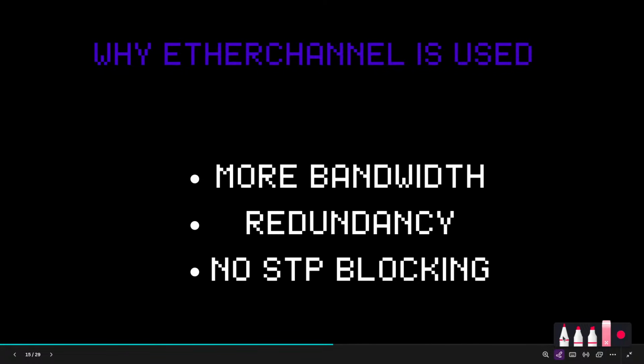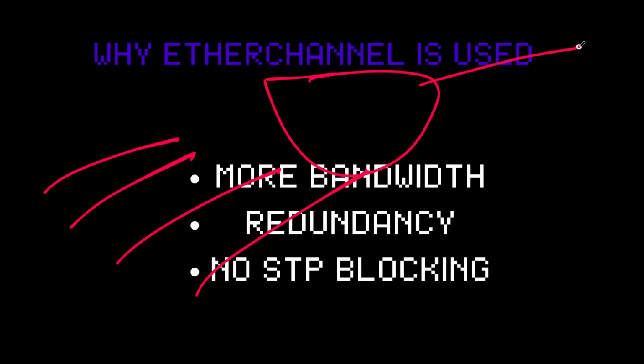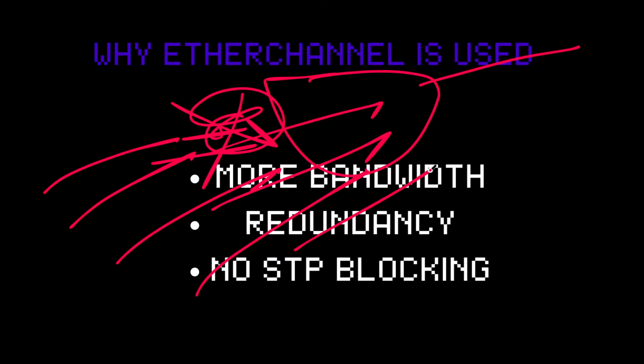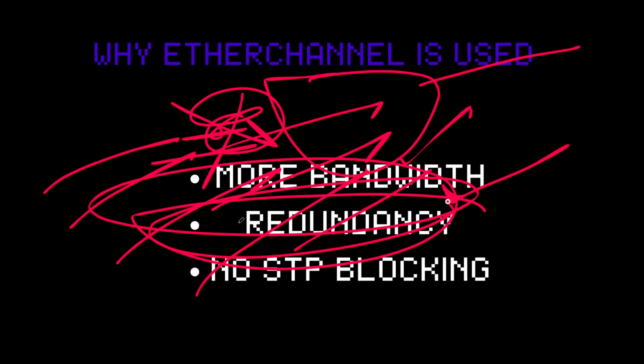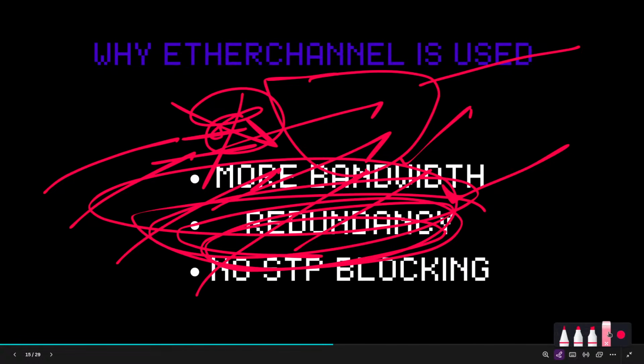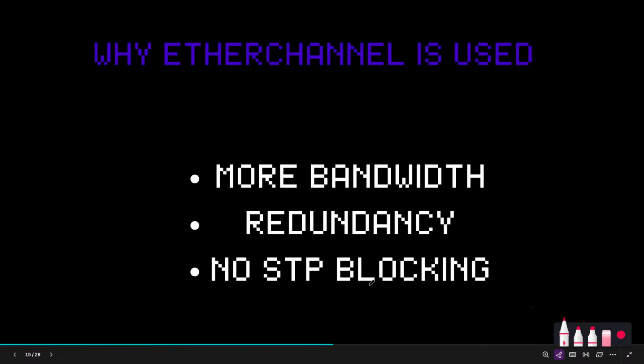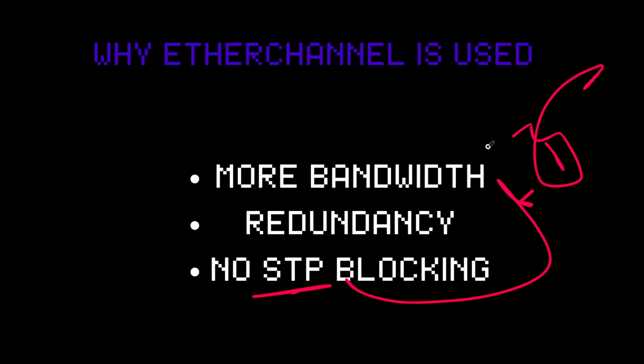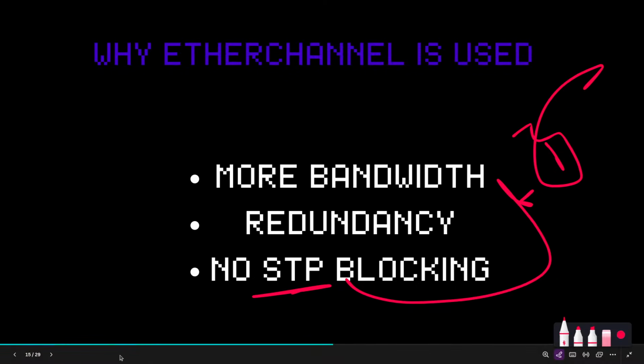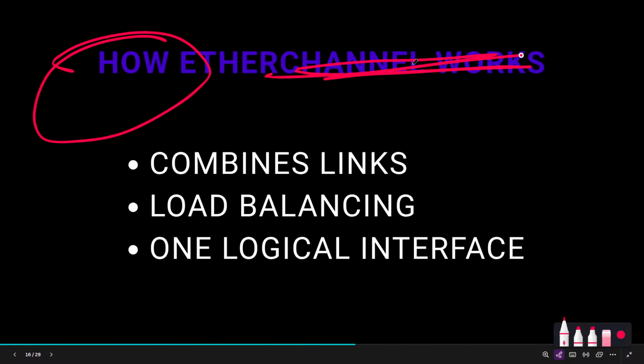For example, we have 10 cables connected to this and one single cable further. Basically, we are talking about the logical link. So what if one cable fails? The traffic continues. Correct? More the bandwidth, more the redundancy. And I hope everyone understands the word redundancy. And there's no STP blocking because the STP counts it as one single port.